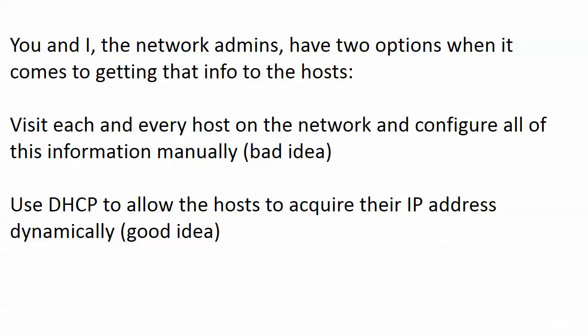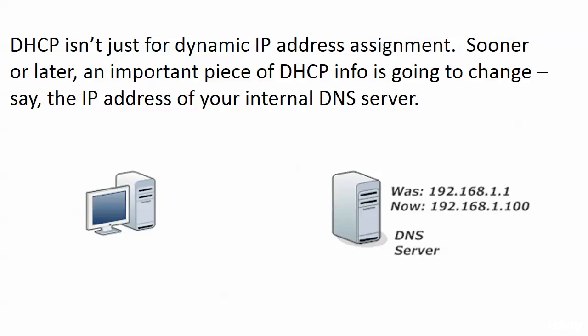And what we could do is use DHCP to allow the hosts to acquire their IP addresses dynamically. This is a wonderful idea, said the person who once had to administer a network that didn't run it. Because DHCP is not just for that initial dynamic IP address assignment. Sooner or later, an important piece of all the information that DHCP gives our host is going to change. Things change. And in this case, the thing that's changing is the IP address of our DNS server. We're changing it from 192.168.1.1 to 192.168.1.100.